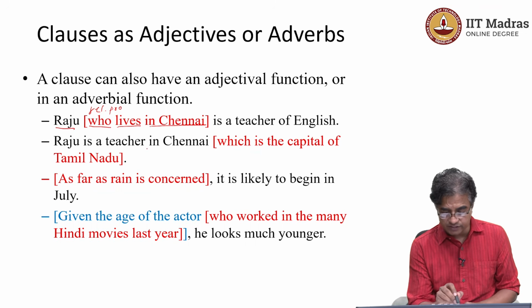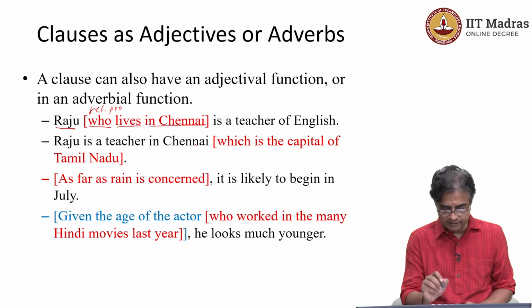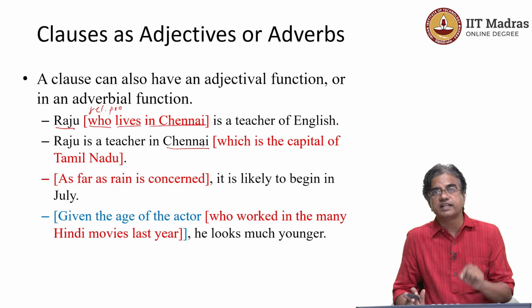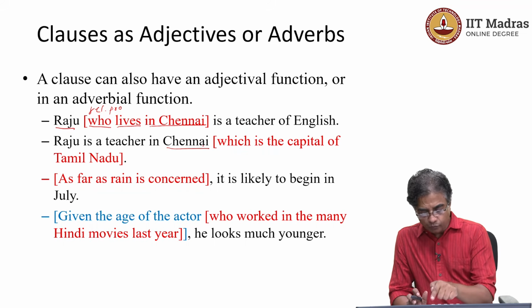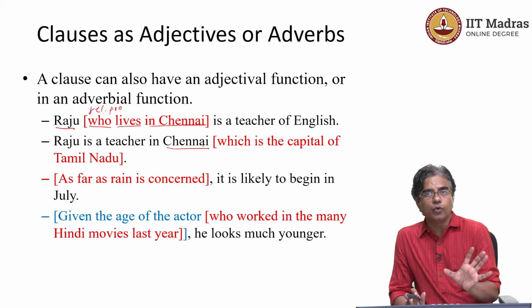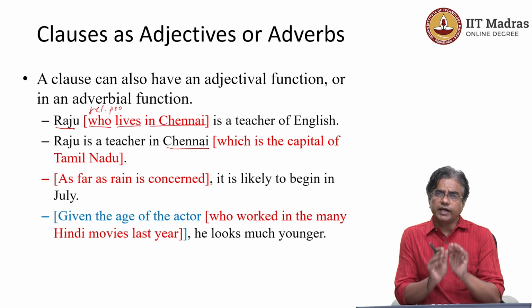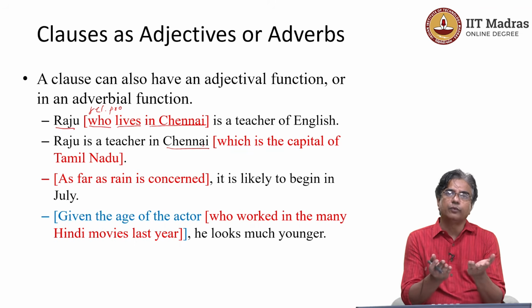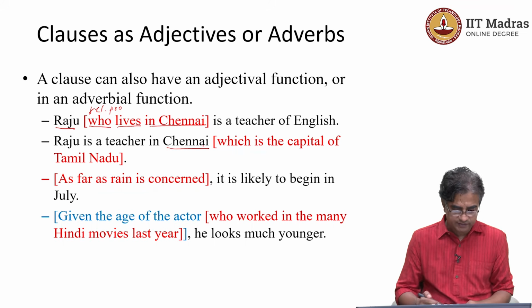Look at this, Raju is a teacher in Chennai, which is the capital of Tamil Nadu. Here we are describing a noun in the adjunct position, that is Chennai. Raju is a teacher in Chennai. And now, which is the capital of Tamil Nadu? This whole clause is describing the city Chennai. So an adjectival clause can modify any noun in any position. Hence they are called adjectival clauses.